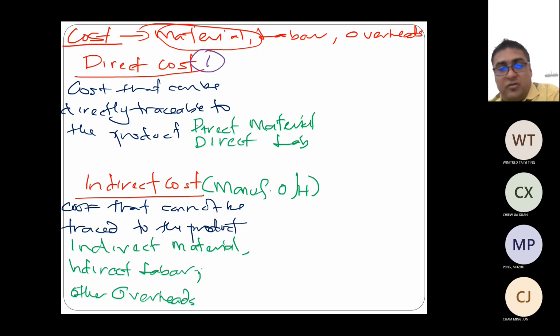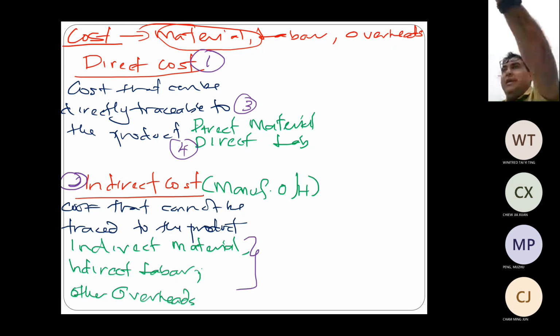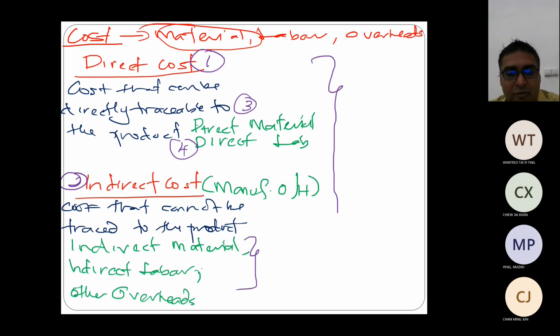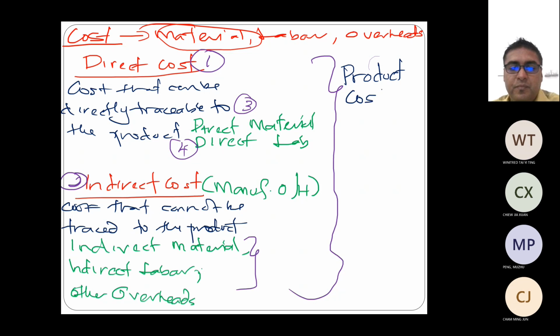First term that you know is direct cost. Second term is indirect cost or manufacturing overhead. Next, you have direct material, direct labor, and then you have all other overheads. Okay? And all of this, all of the direct costs and all of the indirect costs, we will actually group them together and we will call them product cost.